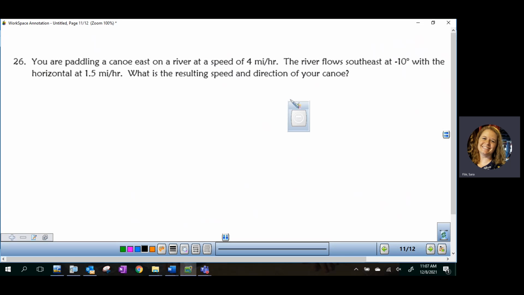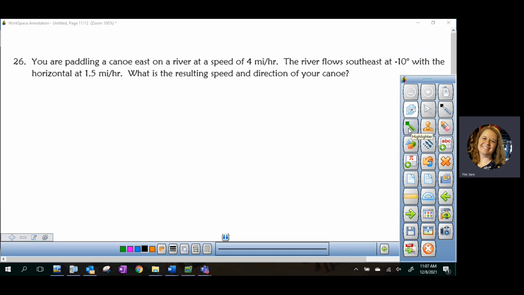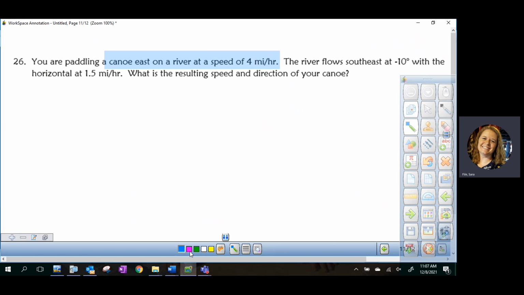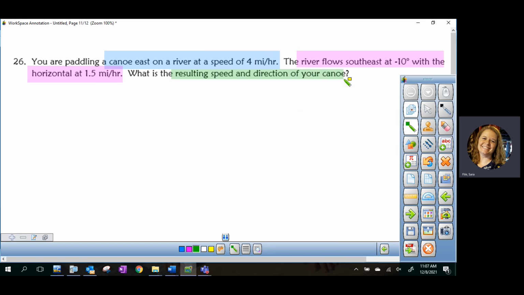All right, so looking at 26, our first vector is a canoe going east at 4 miles per hour. Okay, so that's the heading of where it's being paddled. But the river is flowing southeast, -10 degrees with the horizontal at 1.5 miles per hour. So those are the two given vectors. We want the resulting speed and direction.